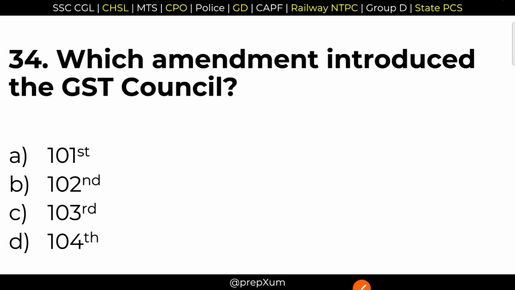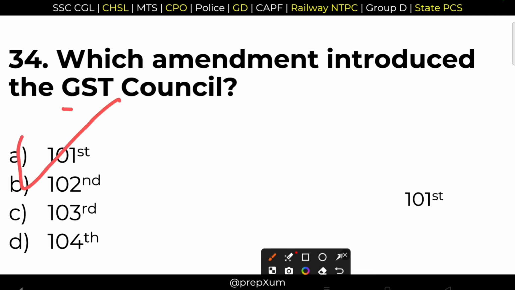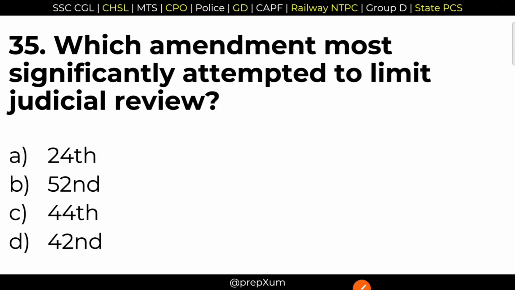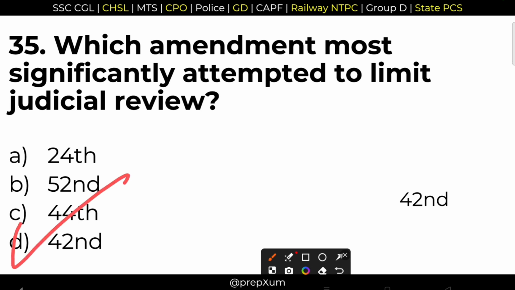34. Which amendment introduced the GST Council? Right answer, option A, 101st. 101st Constitutional Amendment Act added GST, Goods and Services Tax. 35. Which amendment most significantly attempted to limit judicial review? It was the 42nd Constitutional Amendment Act, option number D.